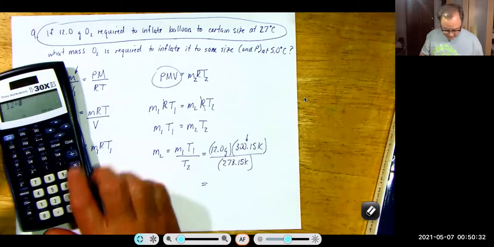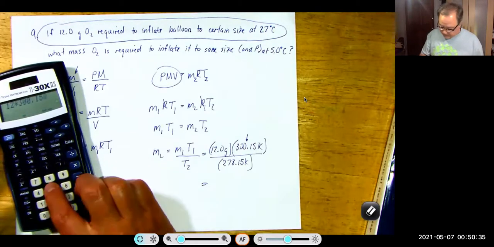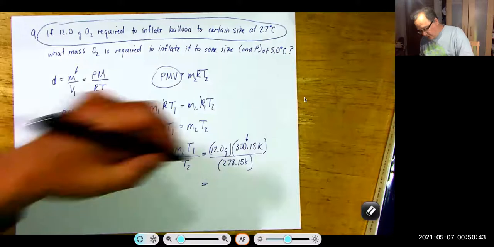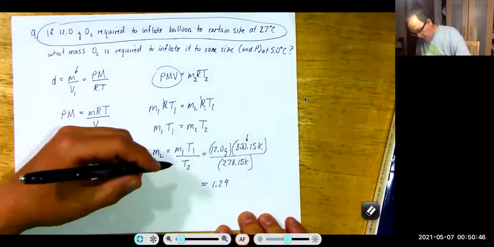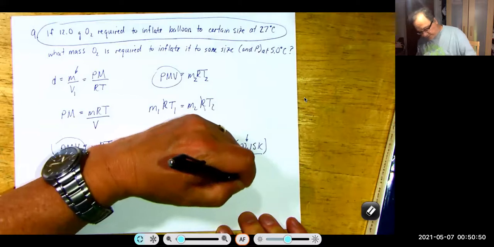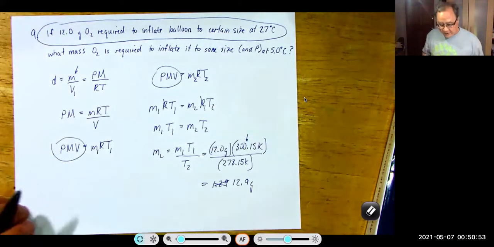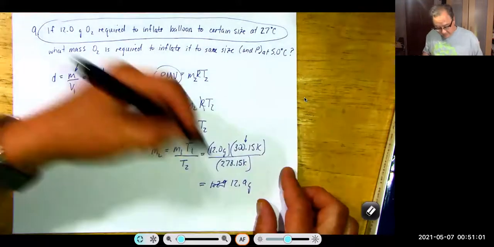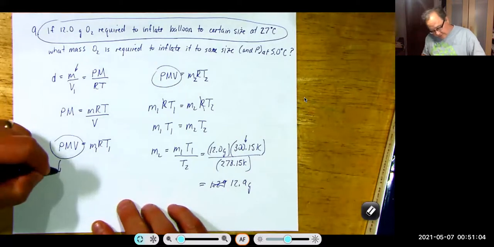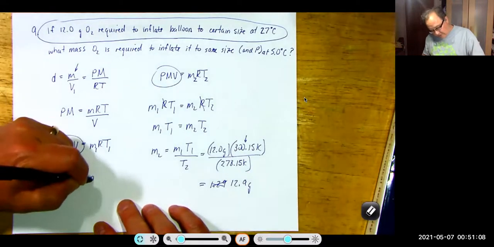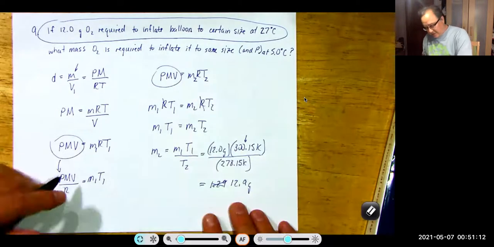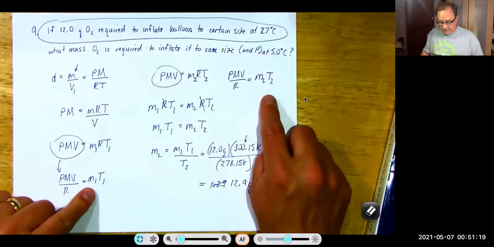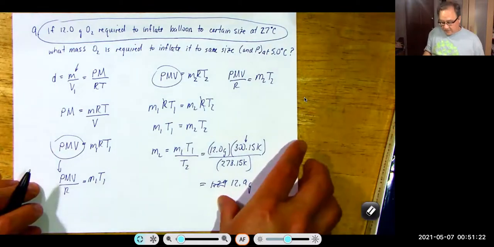12 times 300.15 and divided by 278.15. And I get, excuse me, not 1.2, 12.9 grams. So we would need 12.9 grams to inflate it to the same size and pressure at 5 degrees Celsius. And it's pretty clean. So the only thing that I would have altered is I would have said PMV over R is equal to M1 T1. And the same over here, PMV over R is equal to M2 T2. And therefore M1 T1 equals M2 T2. Kind of a clever way to figure that one out.